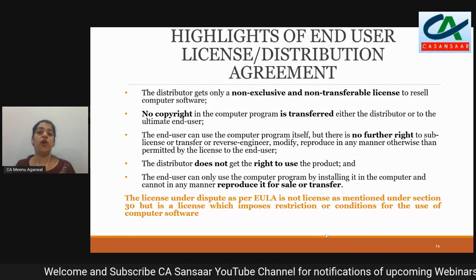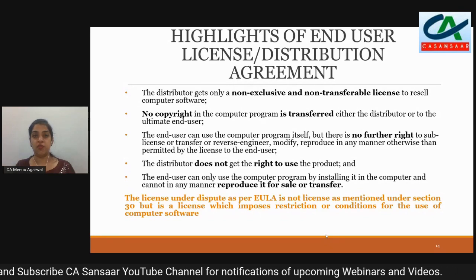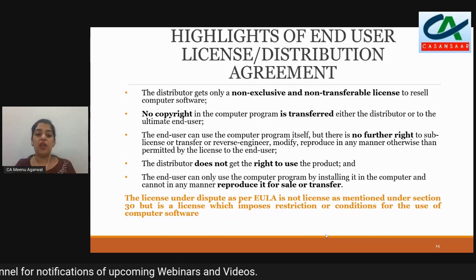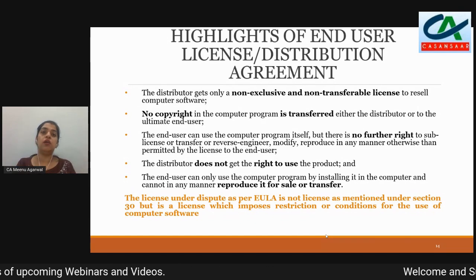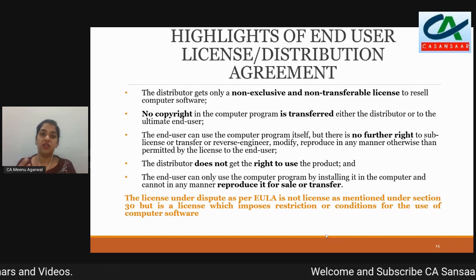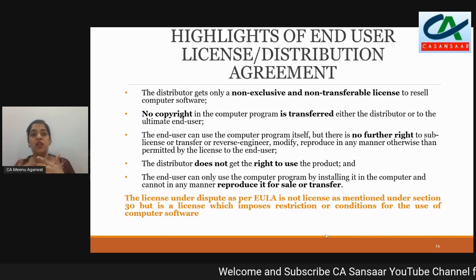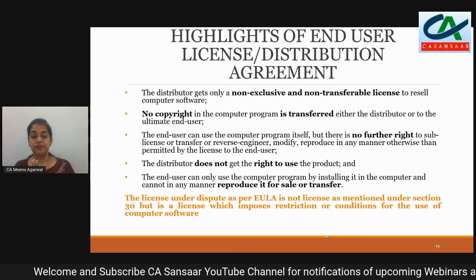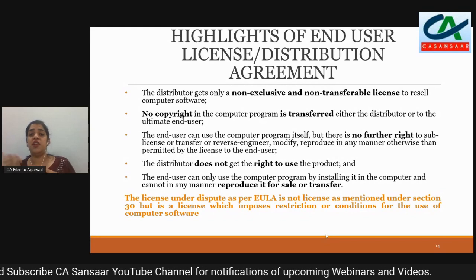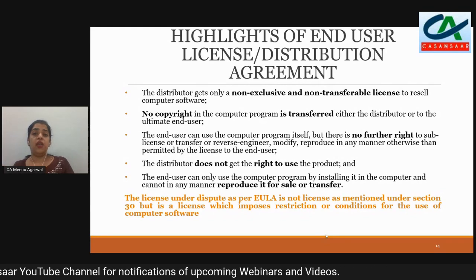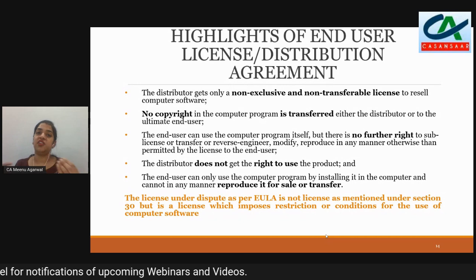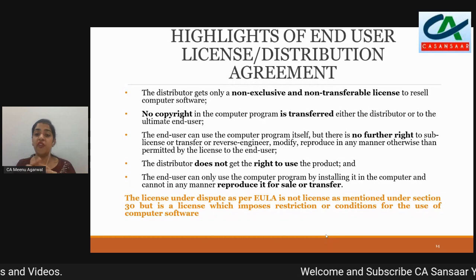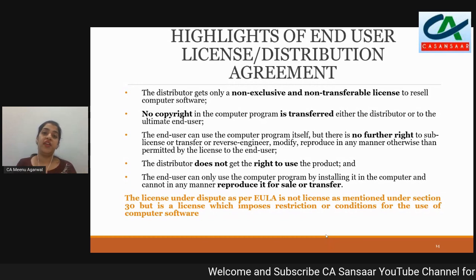So here is the point that you have to analyze on a case-to-case basis. If you have any case before you, understand whether the agreement spells out that these are the rights where the end user or the distributor can commercially exploit it, can reproduce it, or resell it. If they are able to do so, then the transaction shall be treated as royalty, taxable under the Income Tax Act. If not, then it shall be treated as goods.